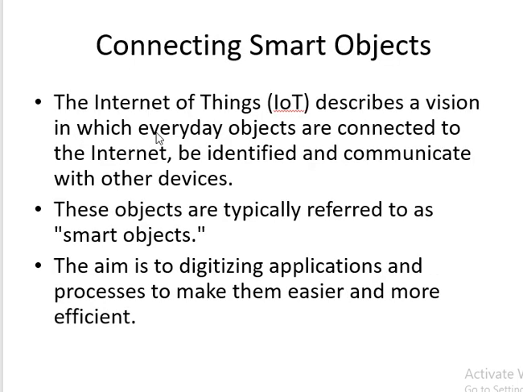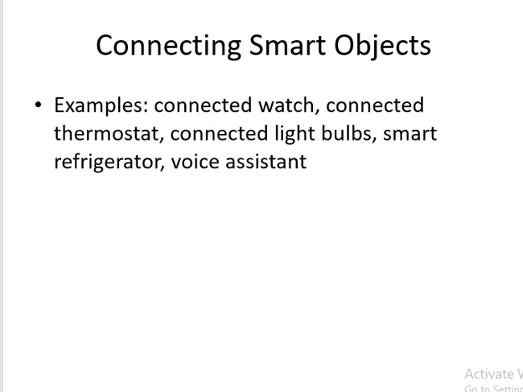So now let us see about connecting smart objects. The Internet of Things describes a vision in which everyday objects are connected to the internet, can be identified, and communicate with other devices. These objects are typically referred to as smart objects. The aim is to digitalize applications and processes to make them easier and more efficient. And now let us see the examples of connecting smart objects, which are connected watch, connected thermostat, connected light bulb, smart refrigerator, voice assistant.